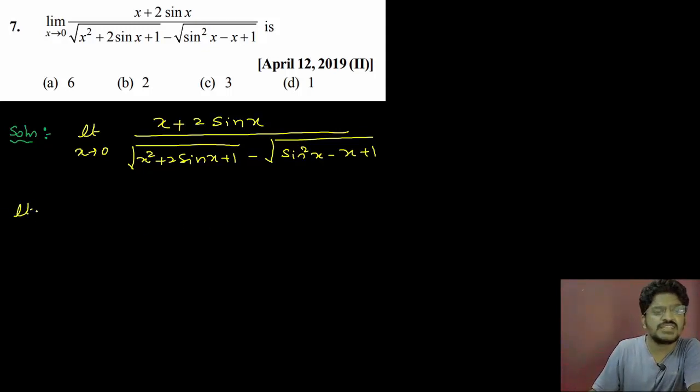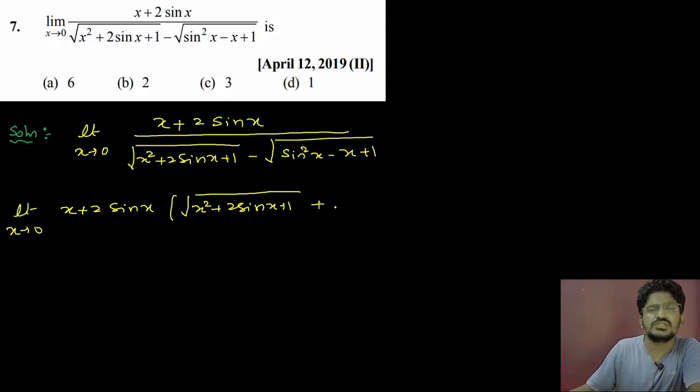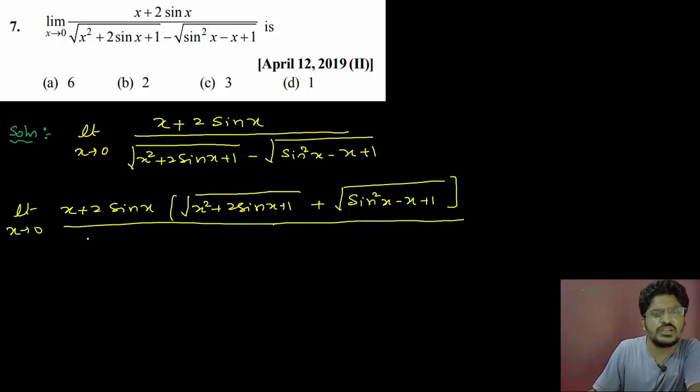So quickly I can write it as limit x extending to 0, x plus 2 sin x, and here I will write root of x square plus 2 sin x plus 1 plus root of sin square x minus x plus 1. That means I am rationalizing the terms. By rationalizing, the denominator becomes x square plus 2 sin x plus 1, and the plus 1 and minus 1 get cancelled. This will be minus sin square x, minus into minus will be plus x.